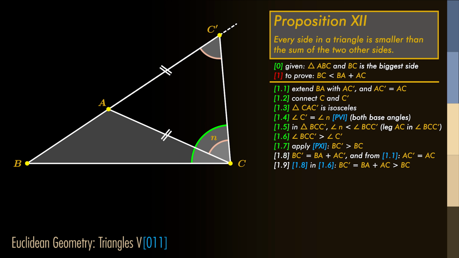Now BC prime is composed of BA and AC prime, and AC prime is equal to AC. So BC prime is equal to the sum of BA and AC. Replacing BC prime in the previous inequality, we get that the sum of BA and AC is greater than BC.